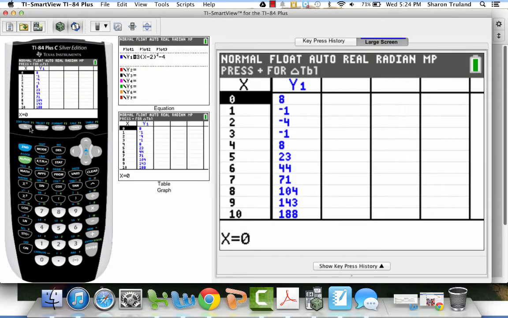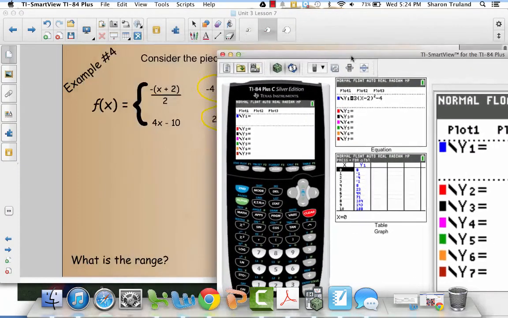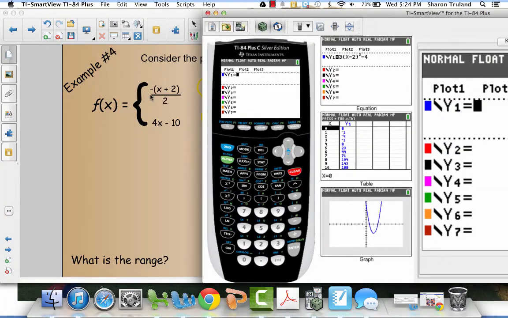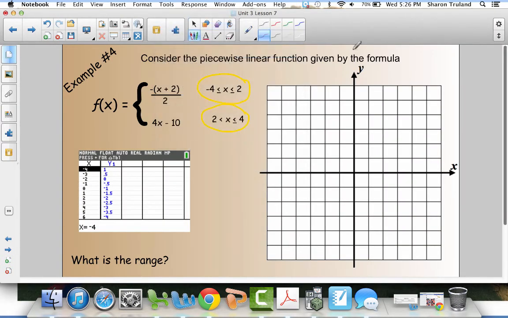I'm going to go to y equals. The first equation I'm going to type in is negative. Careful, use this negative down here on the calculator, not the subtraction sign. Parentheses, x plus 2, and the parentheses, divided by 2, and I'm going to get the table. Now I'm going to take my table, now I'm going to graph it.